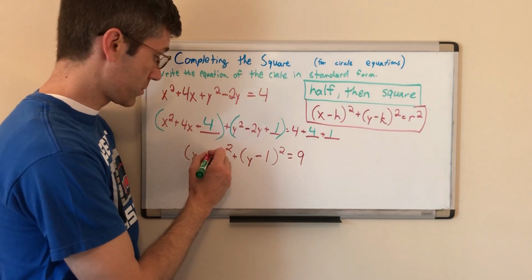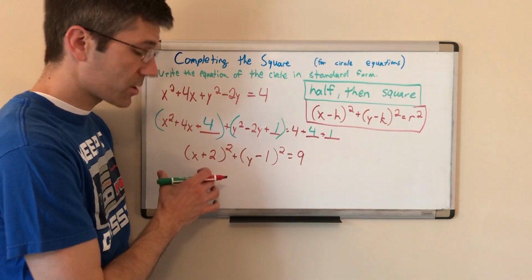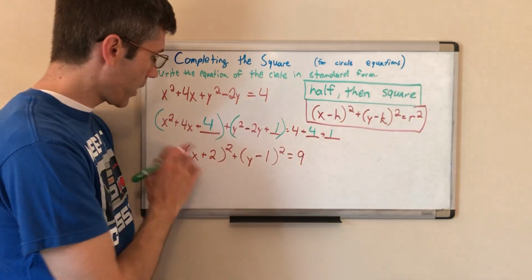we take half of 4. And this works. Like if I was to write x plus 2 times x plus 2 and FOIL it out, I'd get this right here.